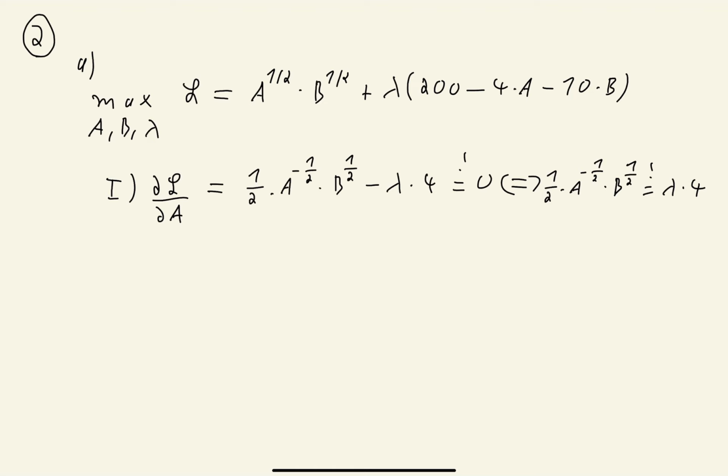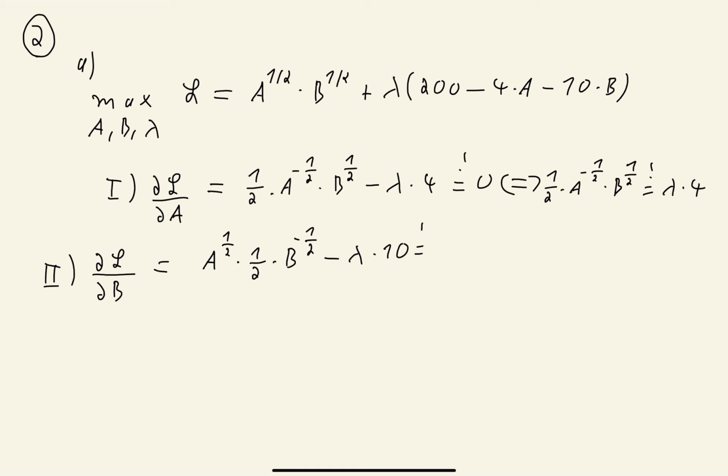Next, let me go a little bit more to the left here so we have some space. We take the derivative of the Lagrangian function with respect to B. Now we have A to the power of 1/2 times 1/2 times B to the power of minus 1/2 minus lambda times 10.